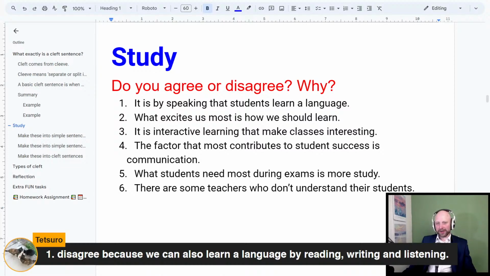Tetsuro says, I disagree because we can also learn a language by reading, writing, and listening. Yes, and you can learn to play the piano by reading and listening as well. But what's the best way to learn how to play the piano? What do you think? Hey, here's another example. How about this?